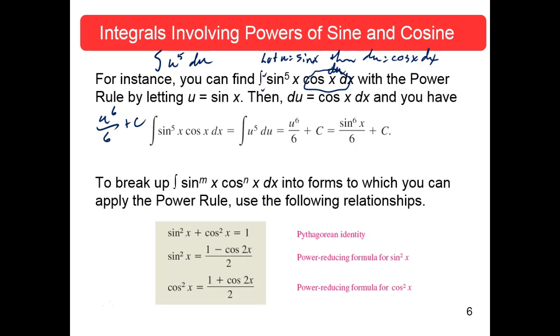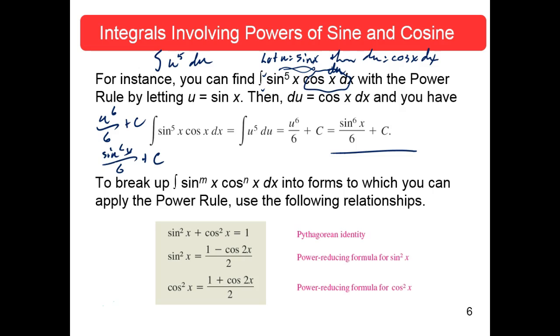All right, but we know what u is, don't we? What is u? Sine x. So this will be sine to the 6th of x over 6 plus c. And there we have it.